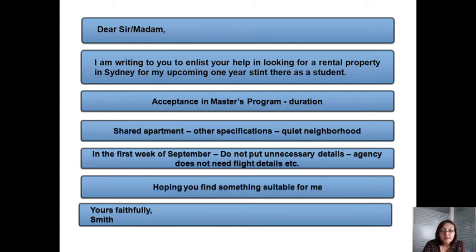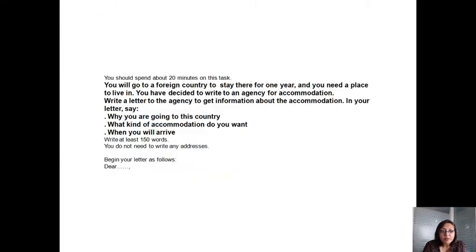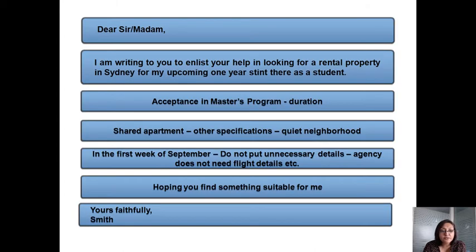After that, get down to tackling the bullet points given to you. Just a refresher here for you, the first bullet point that you're going to cover is why are you going to this country. Your reasons could be that you got accepted in a master's program in a reputed university. You can talk about the duration, you can talk about the program. So that is what you cover in the first bullet point elaboration that you're doing.